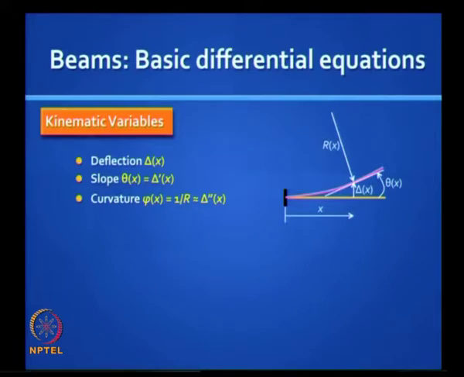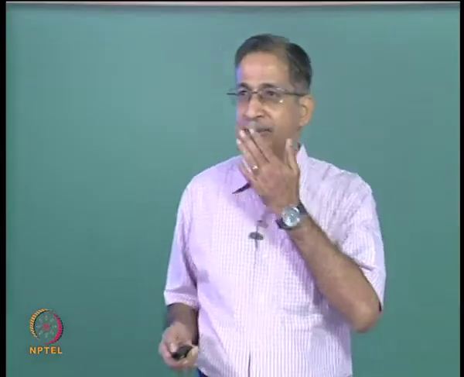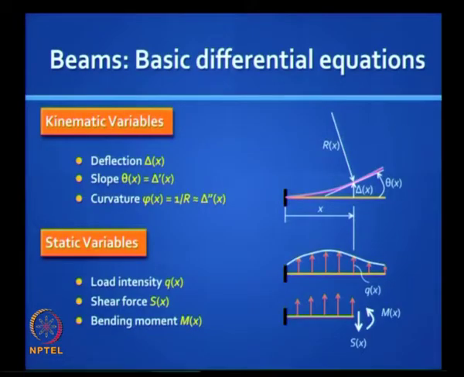Okay, so this is something we begin with, and then you have static variables. What are the static variables for a beam? You have the load intensity, which is usually given to you, shear force and bending moment. Right, perfect. So again these are the sign conventions we will assume. Q of x is the load intensity usually measured in kilonewton per meter, and I want you to understand that when the intensity changes along the span, you can't afford to talk about meters.